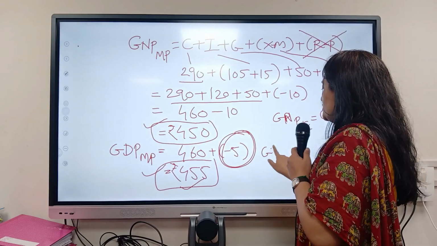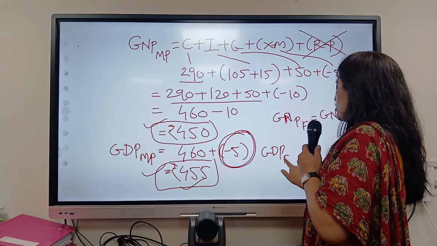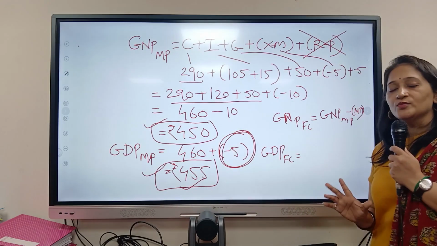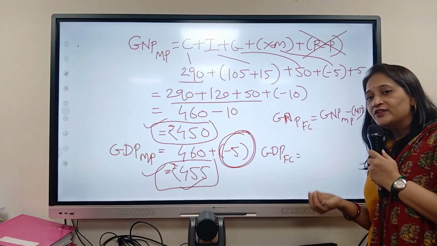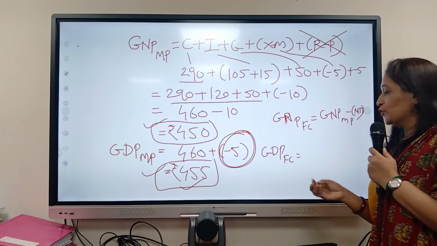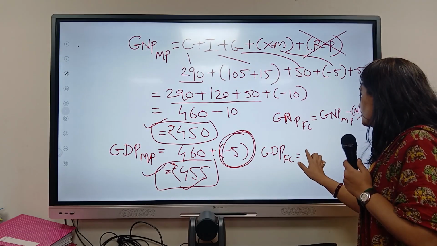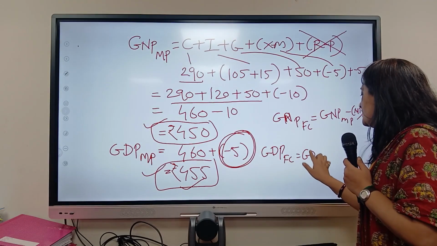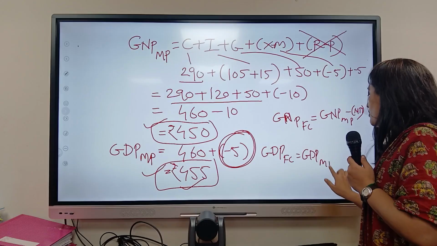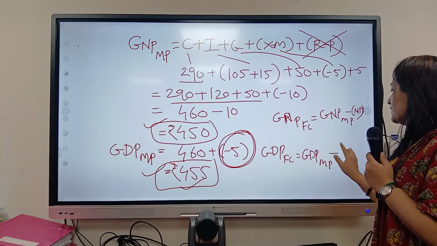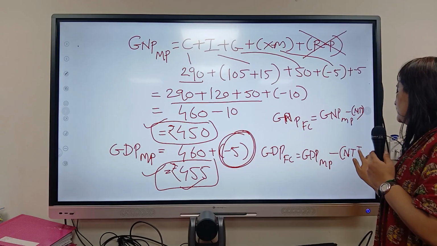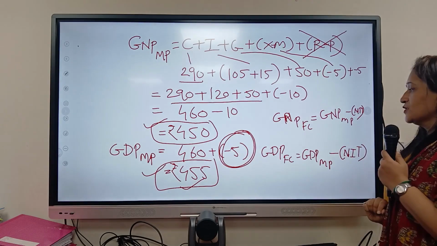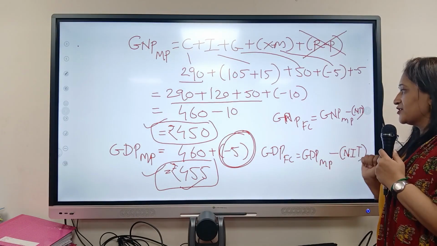Same way, GDP at factor cost, that means we have to just remove net indirect taxes to get the factor cost of the national output of the country. So we just minus net indirect taxes from GDP at market price. See, the formulas are similar. We have to just remove net indirect taxes. So we get GDP at factor cost.